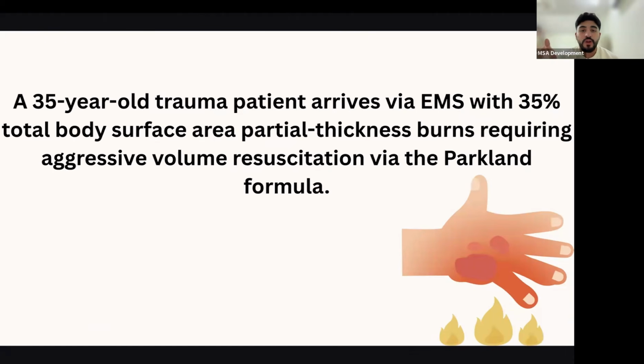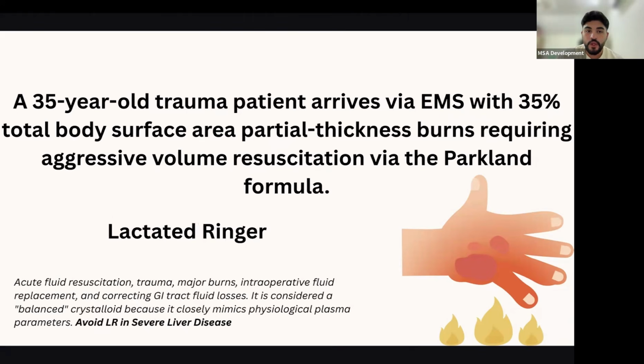So this is another patient. A 35-year-old trauma patient arrives to the emergency with a 35% total body surface area, partial thickness burns, requiring aggressive volume resuscitation via the Parkland formula. What are we going to give him? We're going to give him lactated ringer. Now, why do we give lactated ringer? First of all, the patient is not stable, so we need to give crystalloids as our first line of resuscitation. Tamam. And this is an acute scenario, so this is going to be an acute fluid resuscitation, so I'm going to give him a lactated ringer.